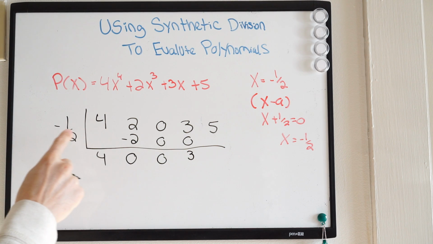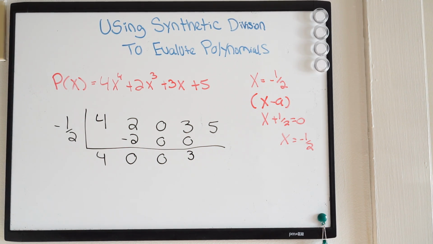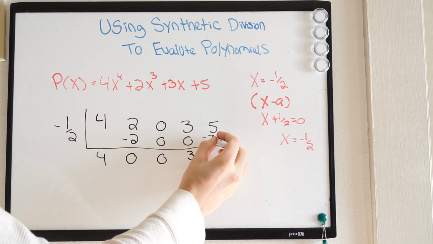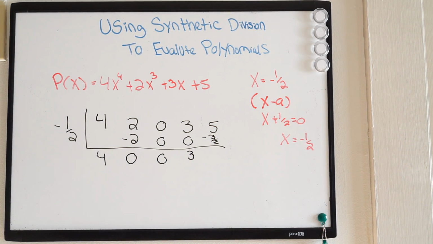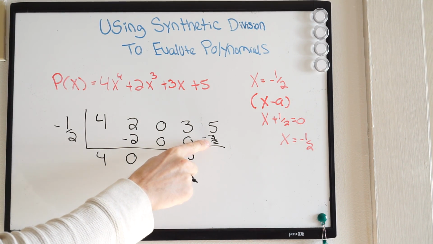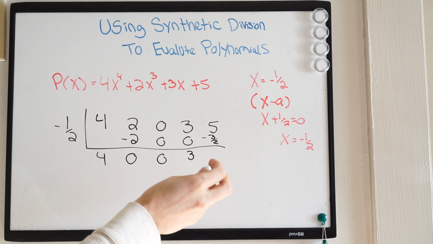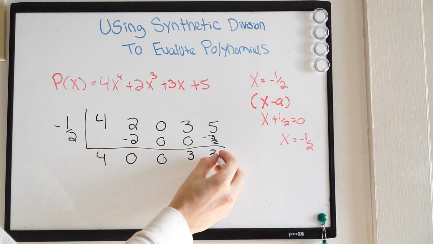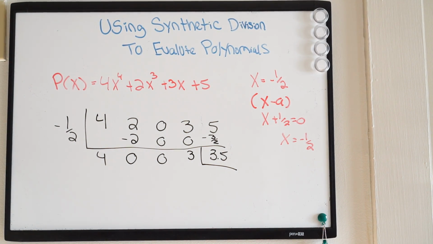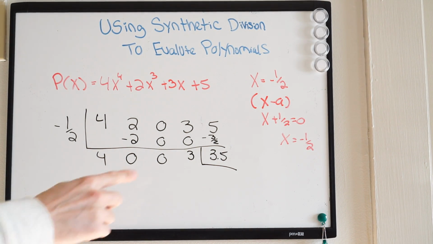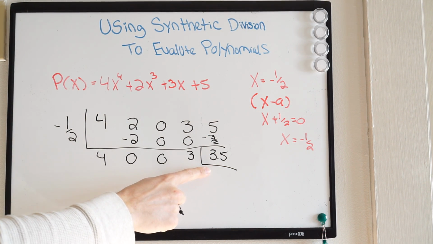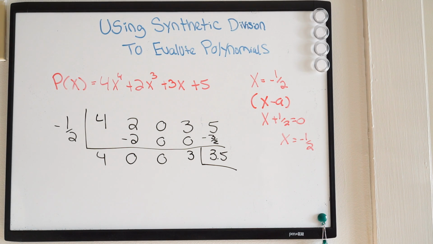And we have 3 times negative a half. Well, that's just going to be negative 3/2. And again, this is going to be really negative 1/2. So 5 and negative 1/2, that is going to be 3.5. Right. So our answer here is 3.5. So when we plug in negative a half into p of x, the answer will be 3.5. That's what p of x will be, 3.5.